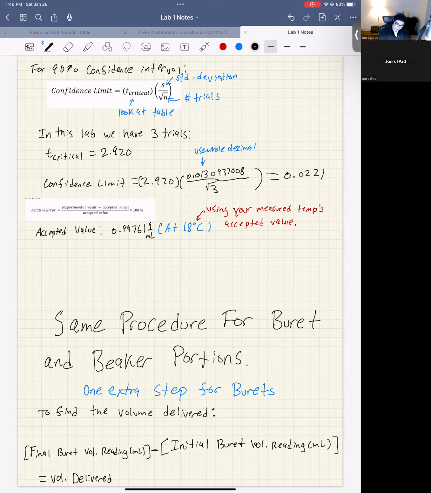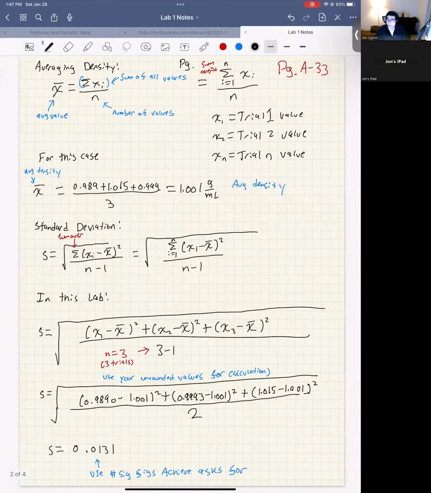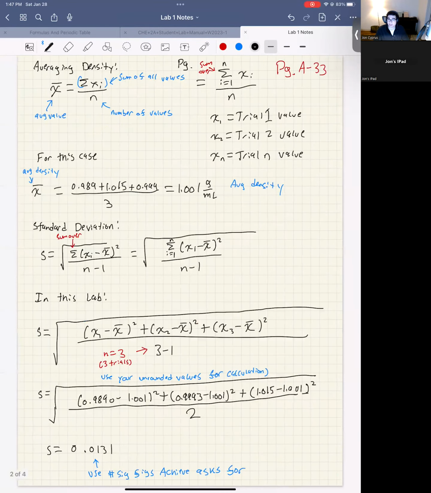So the relative error is going to be the absolute value. Now my experimental value, which one is that? Do I pick trial 1, 2, 3, 4? Or I don't have a 4th one, but in this case, you're just going to use the average. So you use your average density calculation here. That is going to be your experimental value.